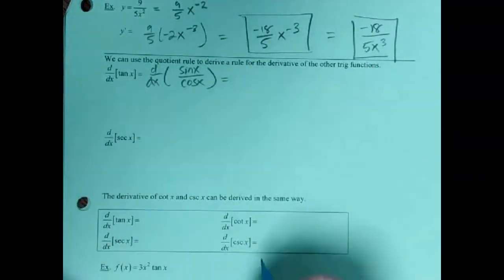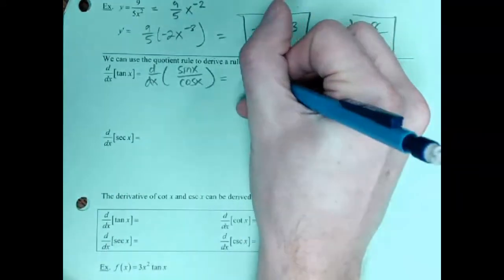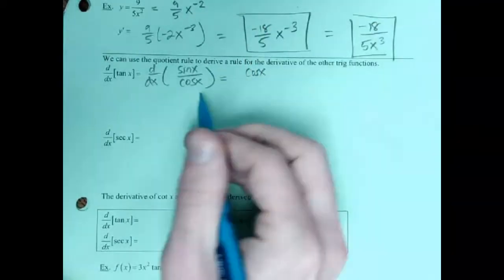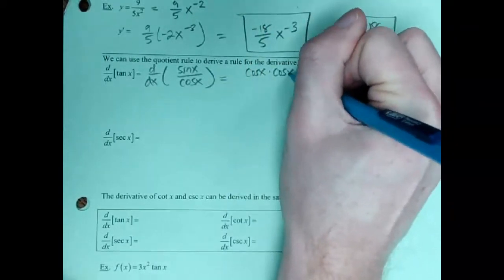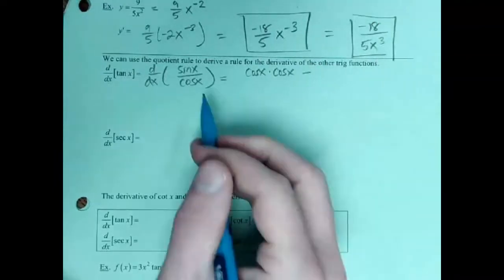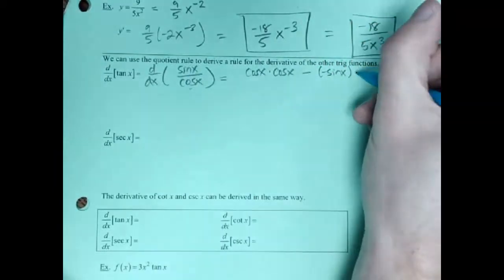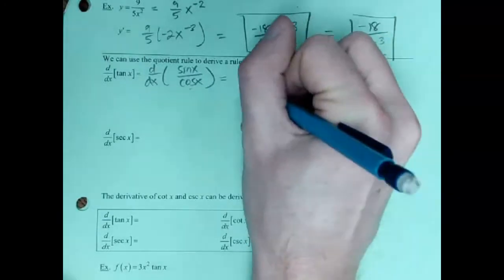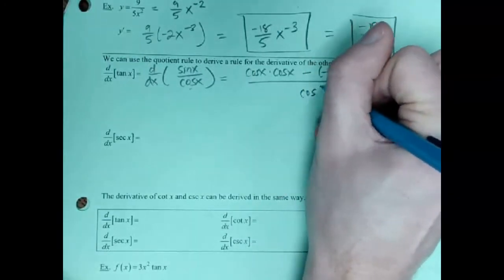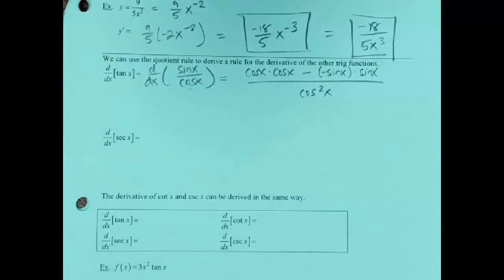So let's do it. The derivative of the top times the bottom minus the derivative of the bottom times the top over the bottom squared. Okay, so I used quotient rule.